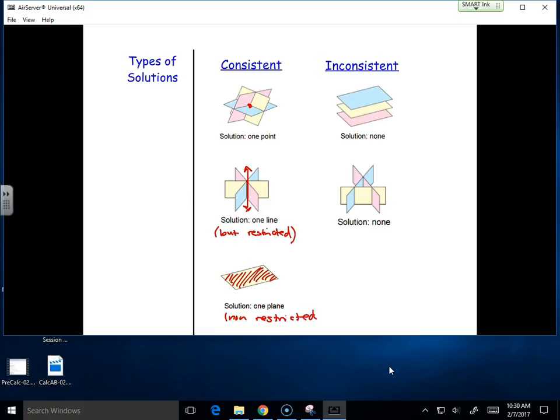Inconsistent could happen 2 different ways. Inconsistent could happen where absolutely none of them intersect at all. They are all parallel.